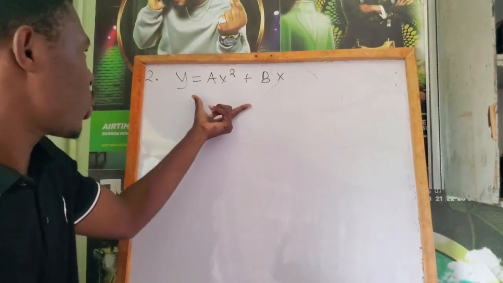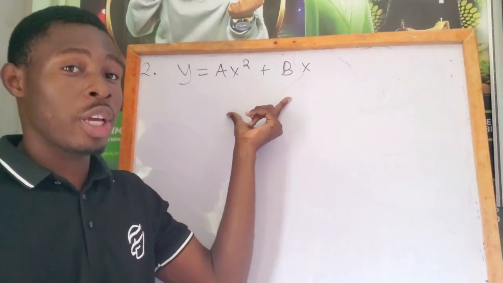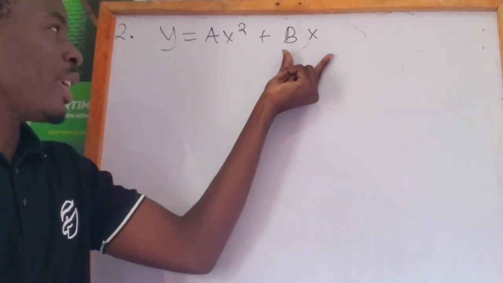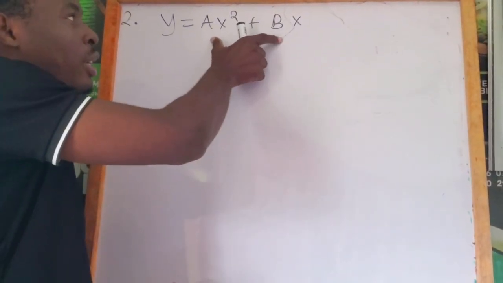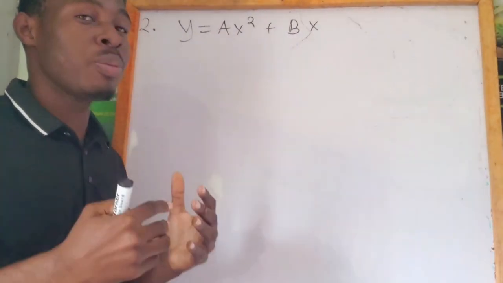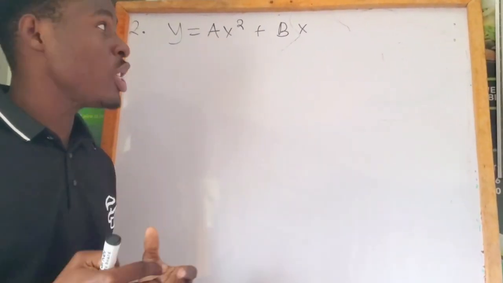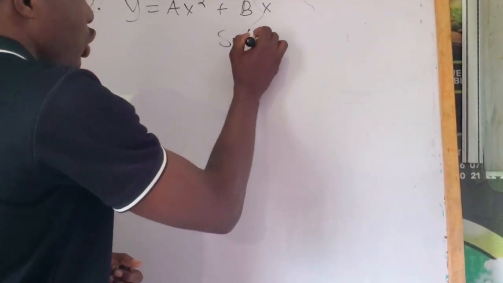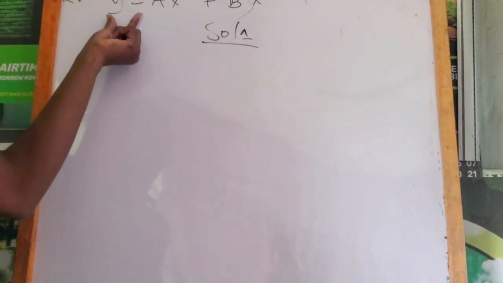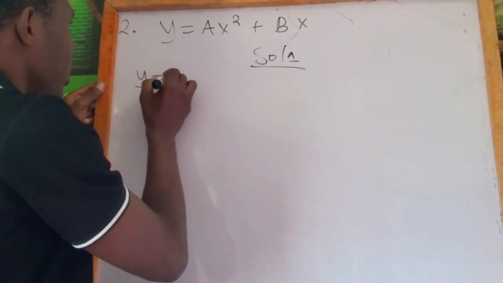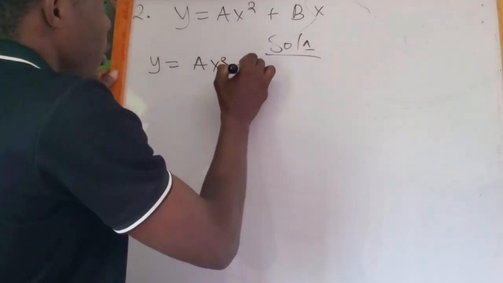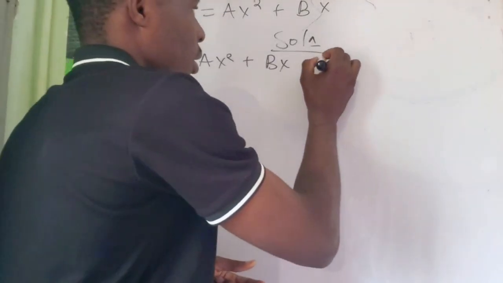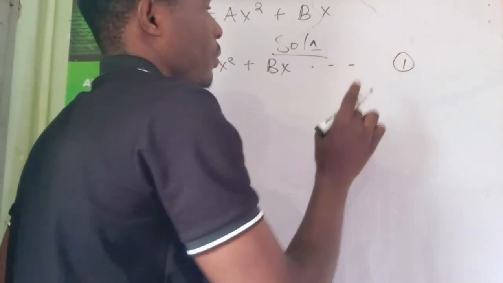All right, so this is number 2 from the list of equations I gave to you earlier, and we have y is equal to ax squared plus bx. Now you can see there are two arbitrary constants in this equation, so it means we are going to obtain an ODE of the second order. So let us solve it. Solution. So y is equal to ax squared plus bx. Now I would like to call this equation 1.